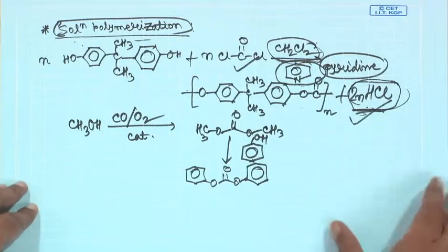So, today we will stop here, and in the next class we are going to talk about another process to synthesize polycarbonates. So, in total we will talk about 4 different processes that can be used to synthesize polycarbonates.